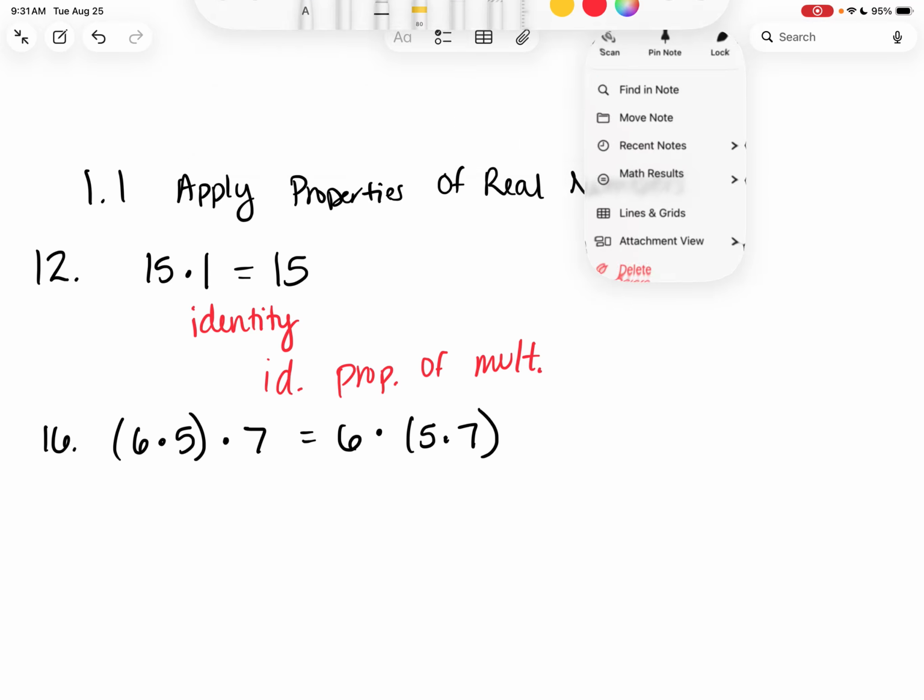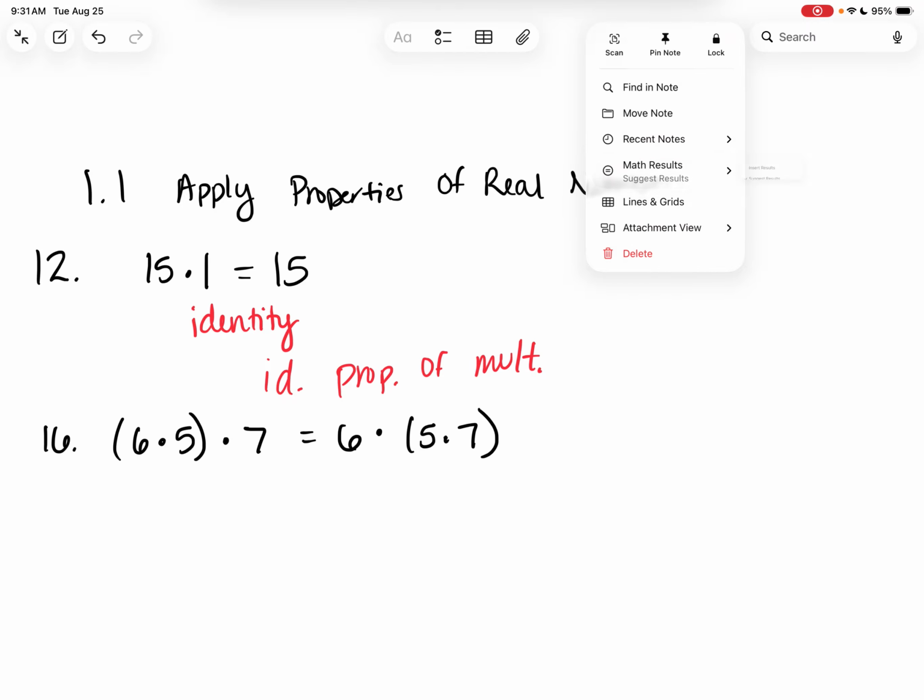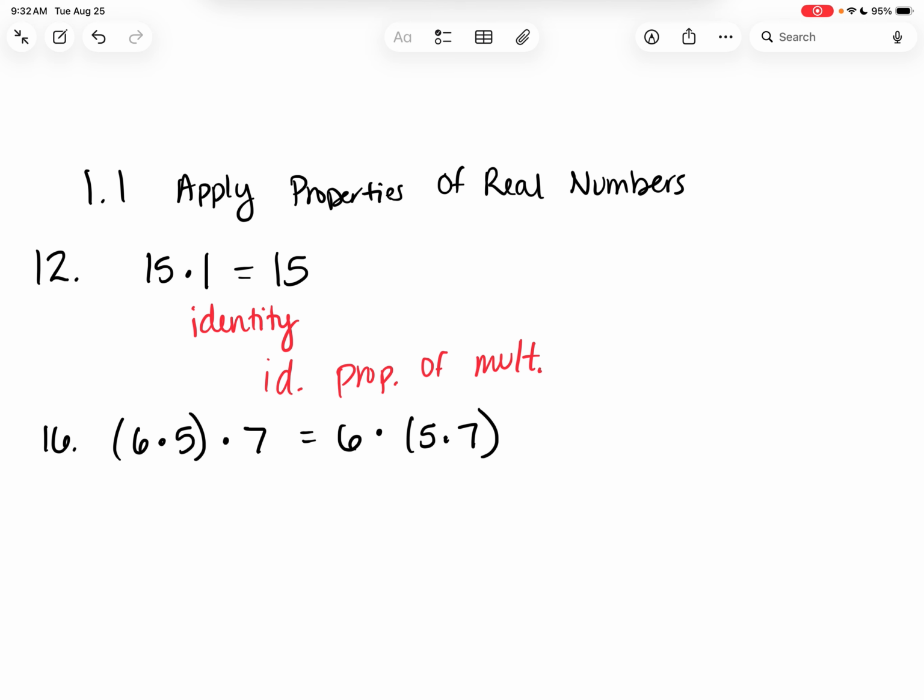Do you remember how to turn this thing off so it's off? Okay. Stop trying to give me the answers.